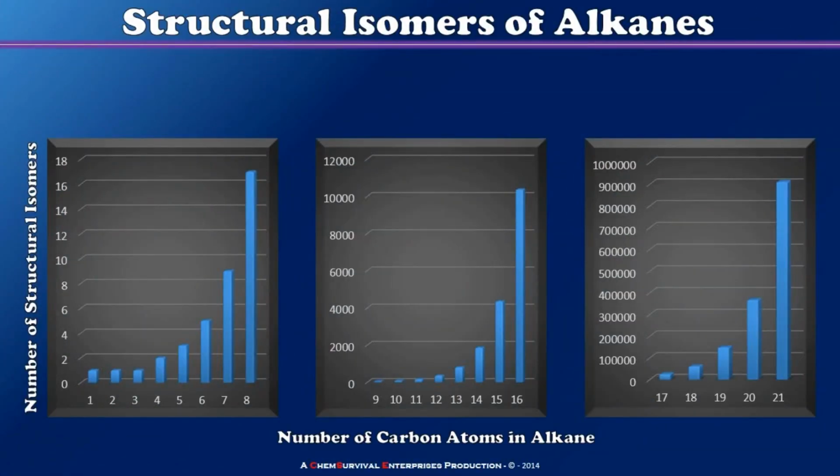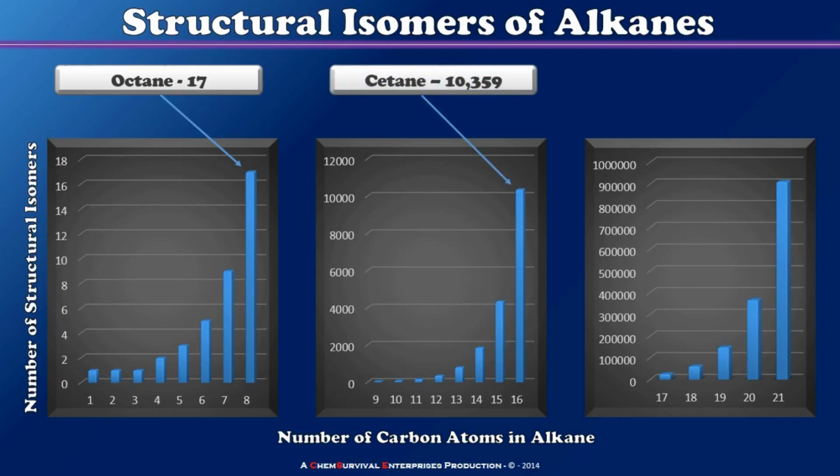If we run some numbers here and take a look at how many different structural isomers we can make, given a certain number of carbons, the expansion of the number of possibilities is really quite dramatic. By the time we reach 8 carbons, familiarly known as octane, there are 17 different ways to connect those carbon atoms. If we go even further, to 16 carbons, we have a molecule called cetane, which is commonly found in diesel fuels. That has over 10,000 different possible arrangements. And we don't have to go much farther before we reach millions of possibilities.